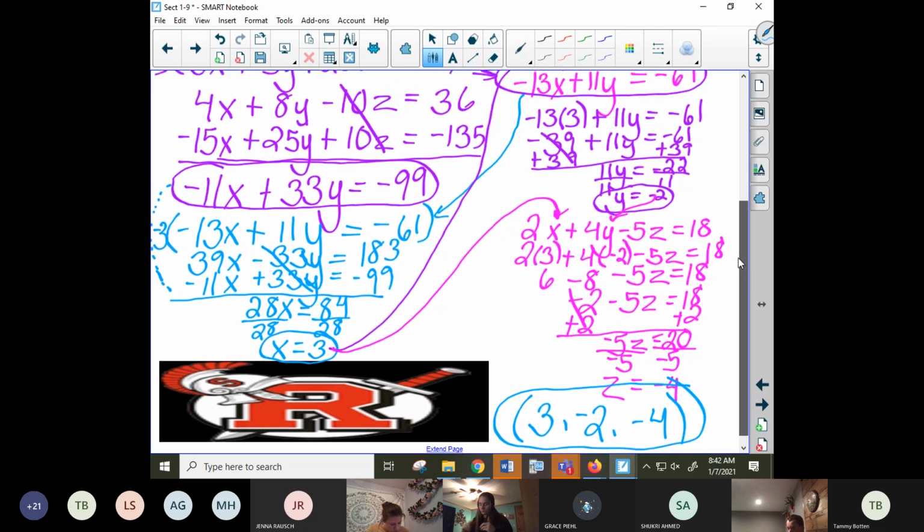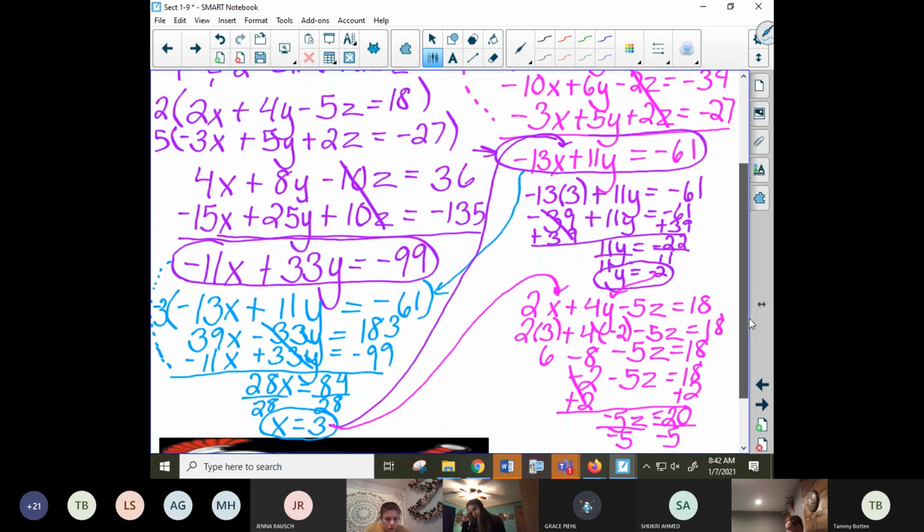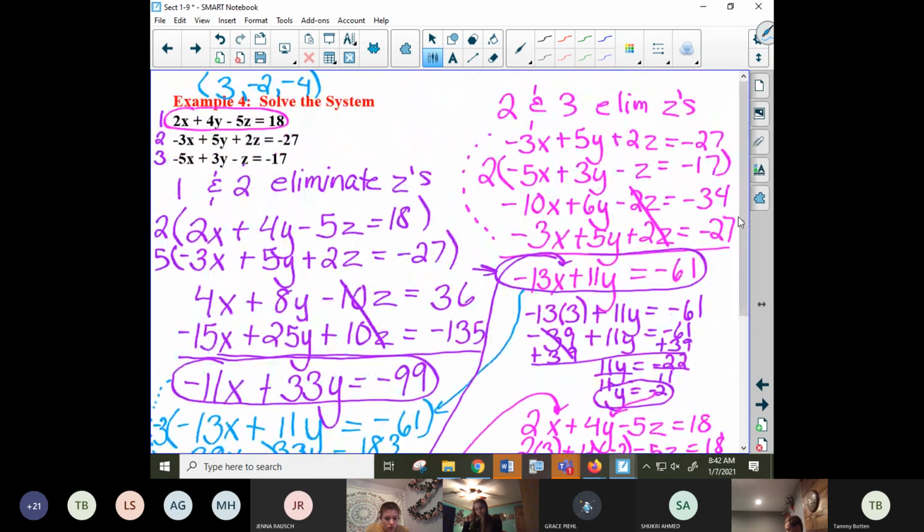Okay, and then I could go back up and I could check 3, -2, -4. I could check if that works in any of them. So if I put 3 in the first x, 2 times 3 is 6. 4 times y is 4 times -2, which is -8. -5 times -4 is +20. Is that 18? 6 minus 8 is -2, plus 20 is 18. Okay, and you can check it in the second and the third also.